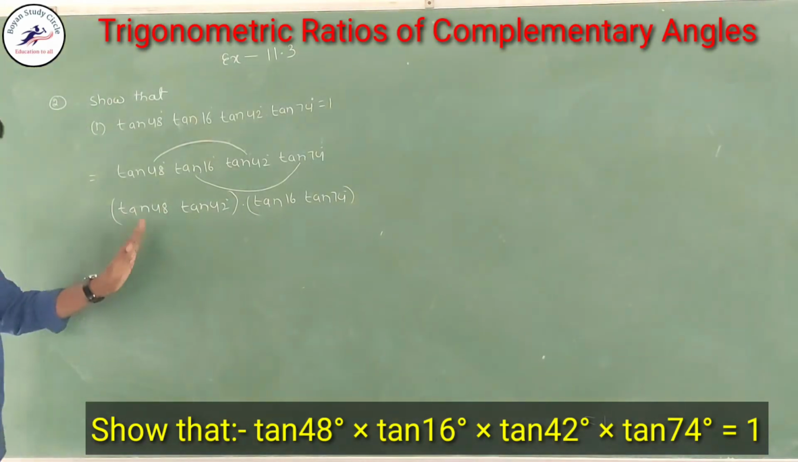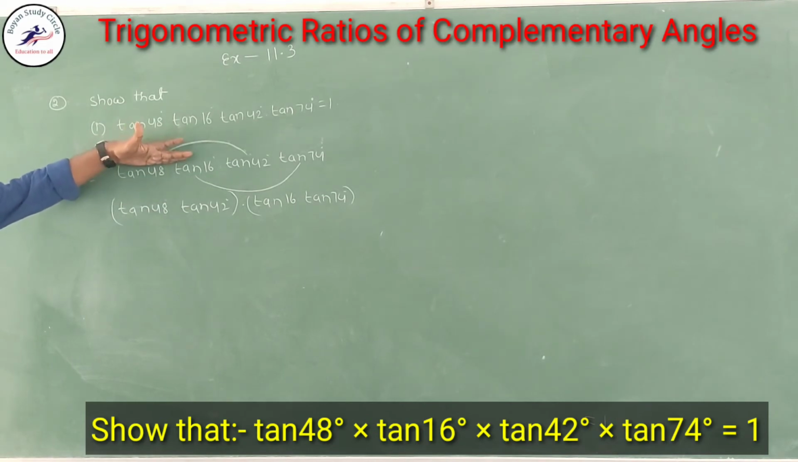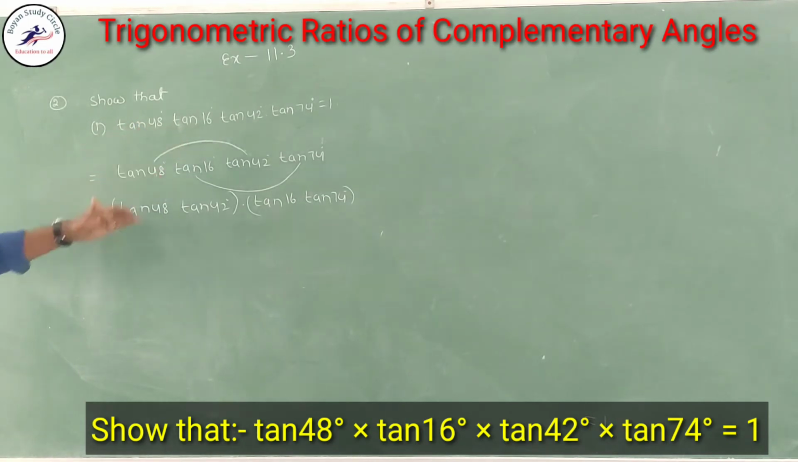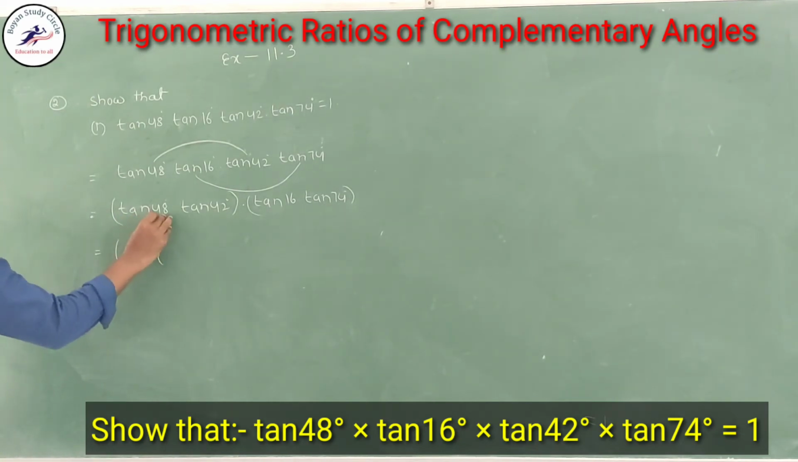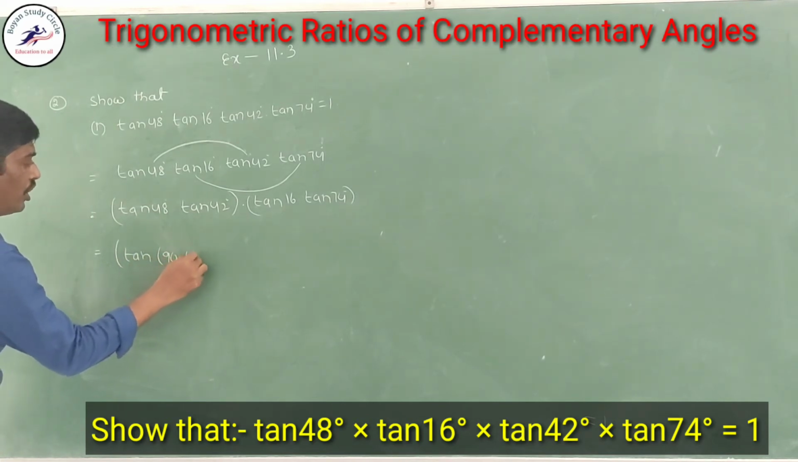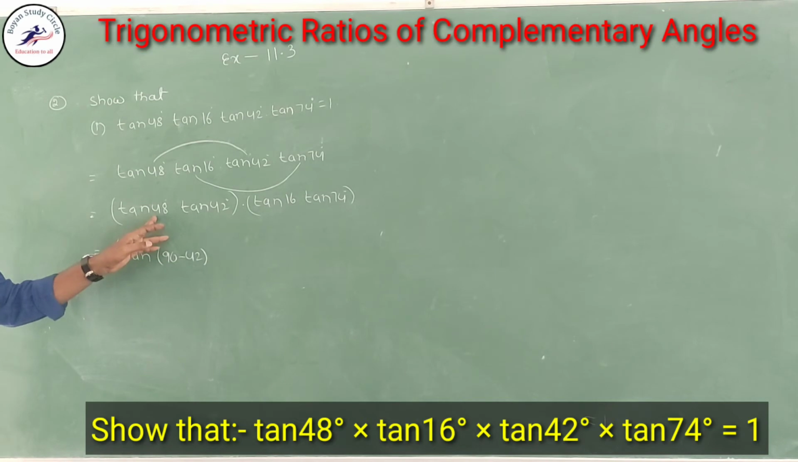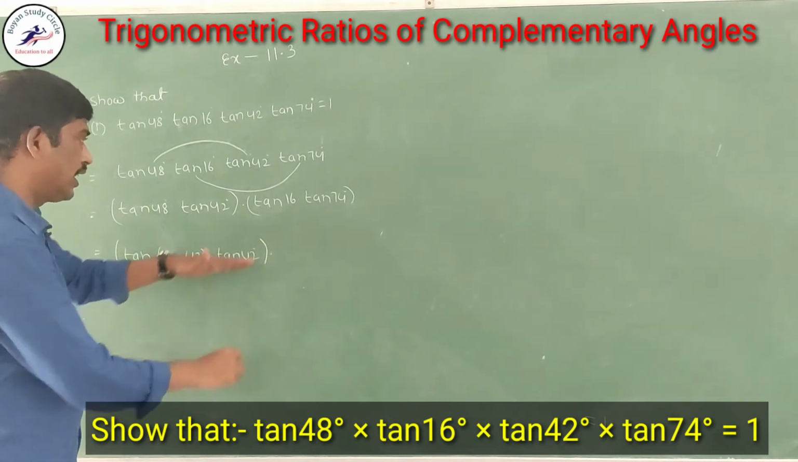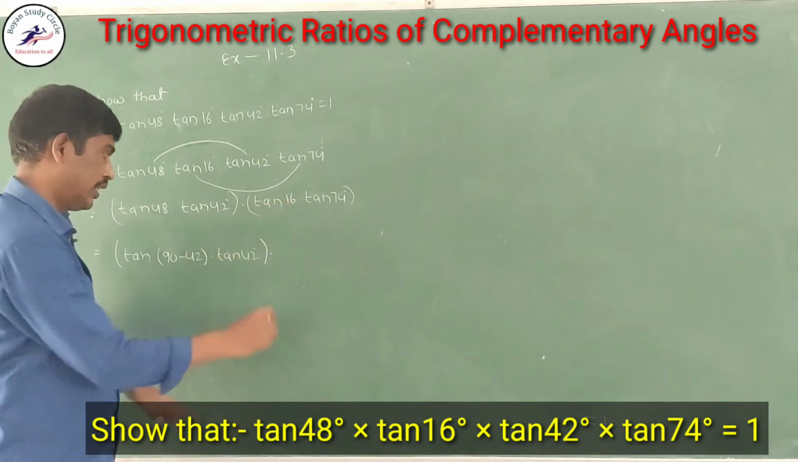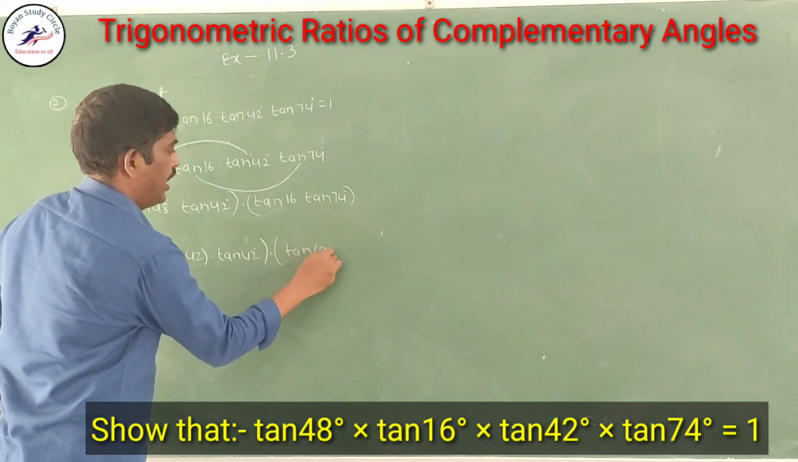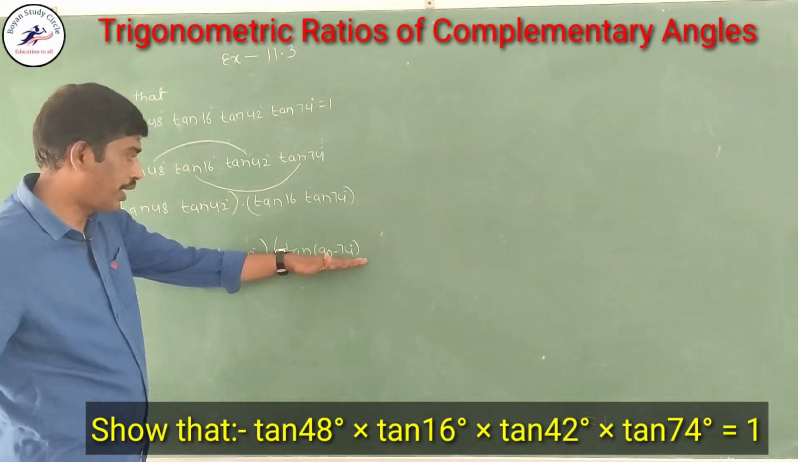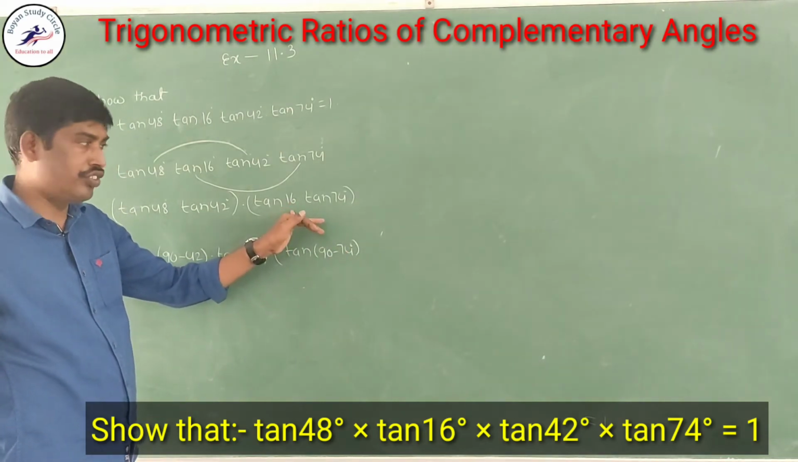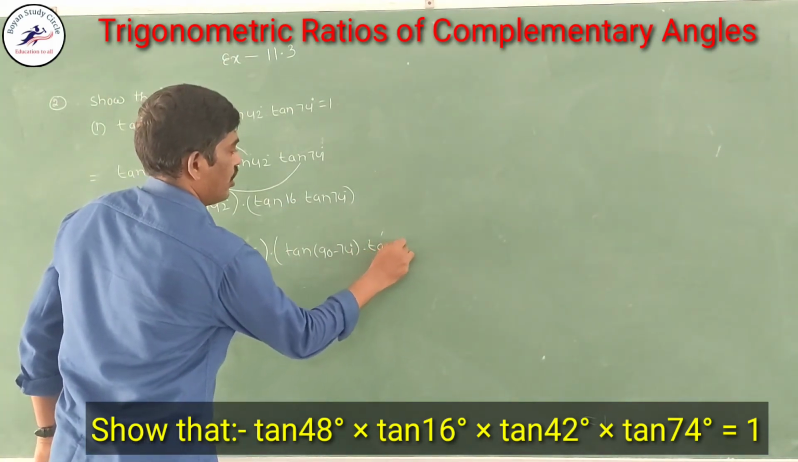Okay, so in these two we have to change only one value. If we change both, then we will get the same value. We will not get the answer. So first I am going to change tan 48. Okay, tan of, I am going to write 48 as 90 minus 42 degrees. We can subtract these two, we will get 48. So that is into tan 42 degrees. Okay, here we are going to change 16 degrees. Okay, tan of 90 minus 74 degrees. If we subtract these two, 90 minus 74, that is equal to 16 into tan 74 degrees.